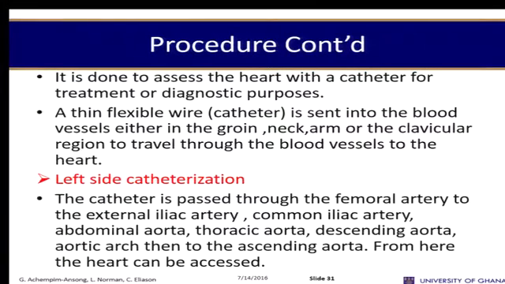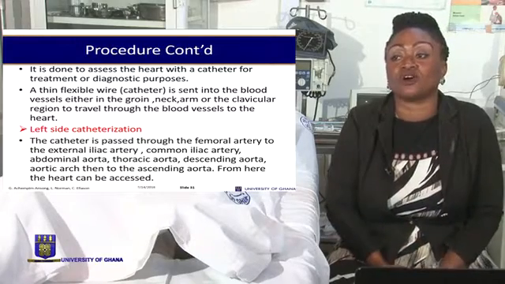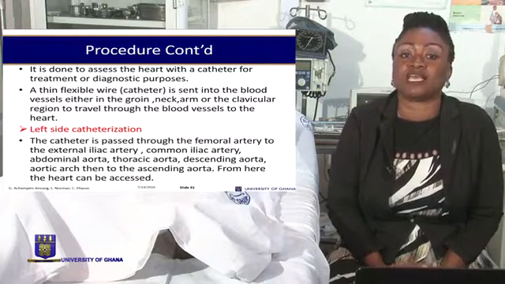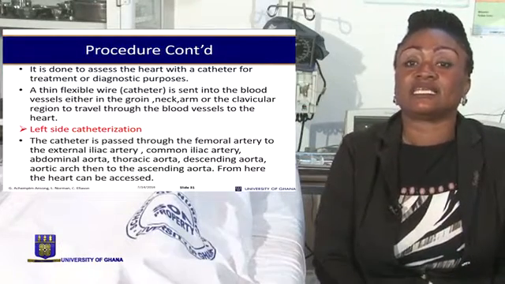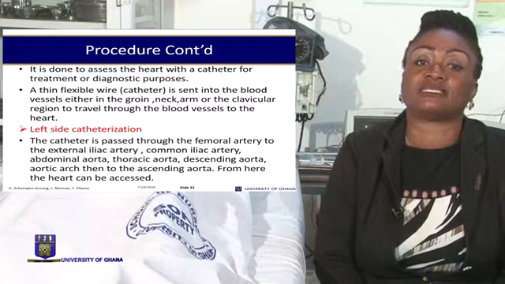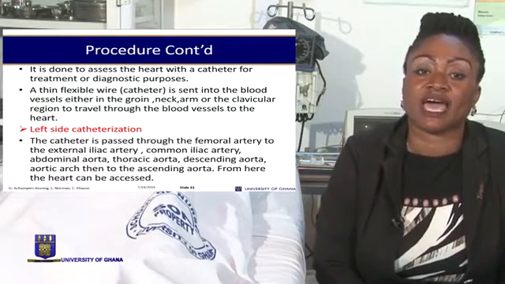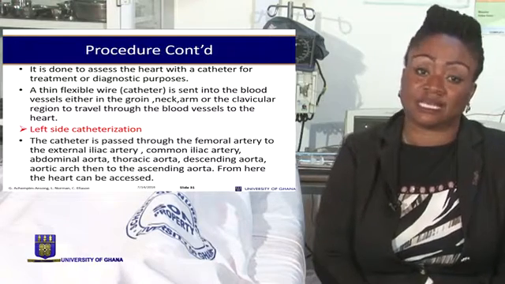Now the procedure. The catheter is passed through the femoral artery to the external iliac artery, then the common iliac artery. So the catheter is long, as you saw in the picture. It then passes through the abdominal aorta, the thoracic descending aorta, the aortic arch, and then to the ascending aorta. From here, the heart can then be assessed.